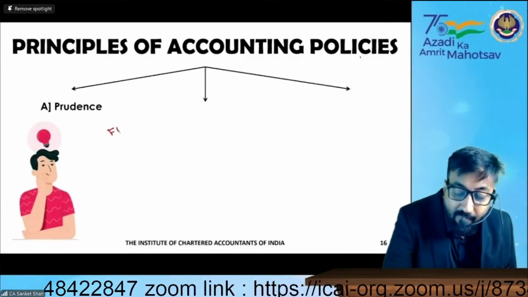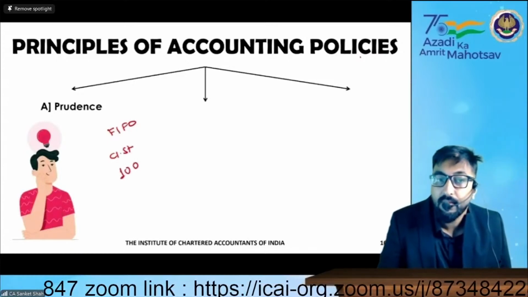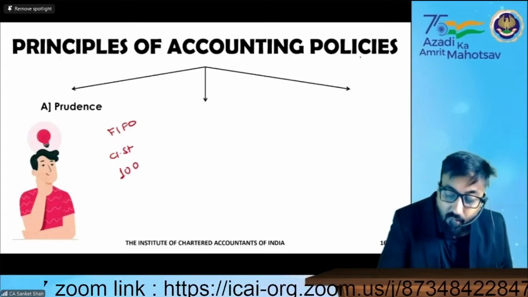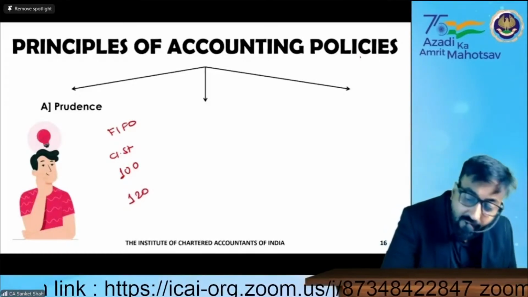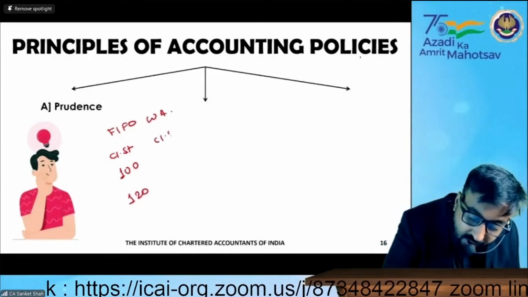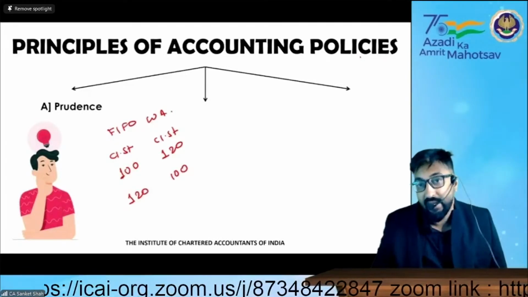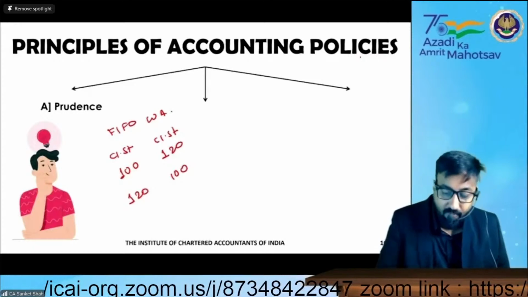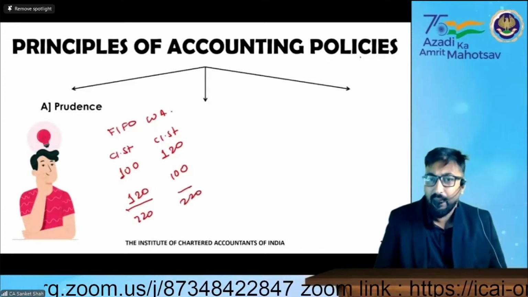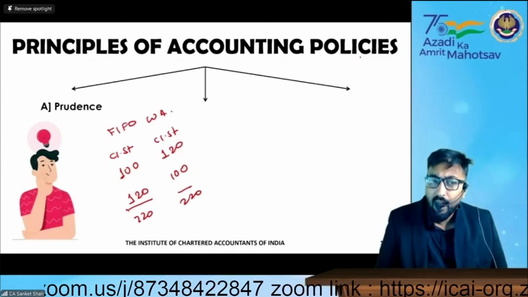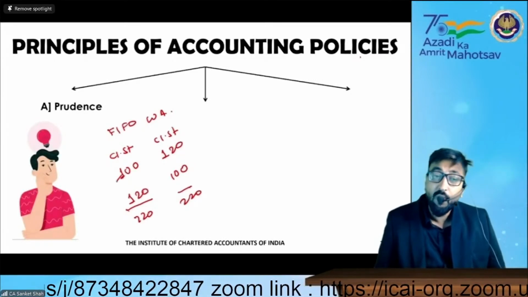In the FIFO method, if I record my closing stock today at 100 rupees, then tomorrow's stock will be 120 rupees. In weighted average, my closing stock today is 120 rupees, and tomorrow the remaining stock I will record at 100 rupees. Suppose I bought 220 rupees of stock, out of that I am left with 100 rupees. So which policy will I select?